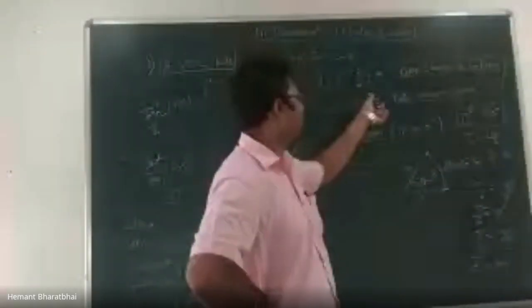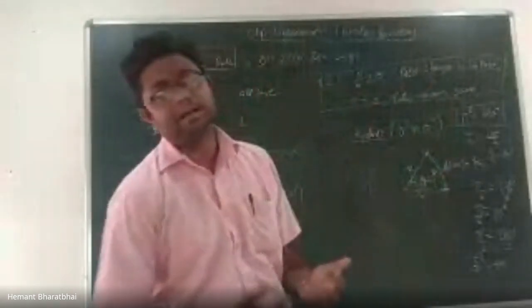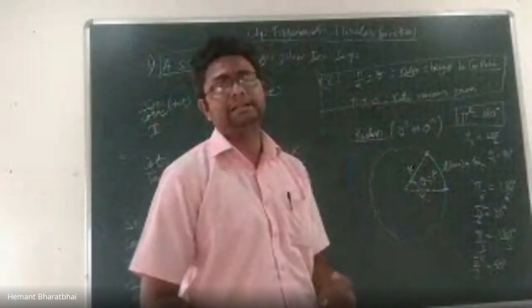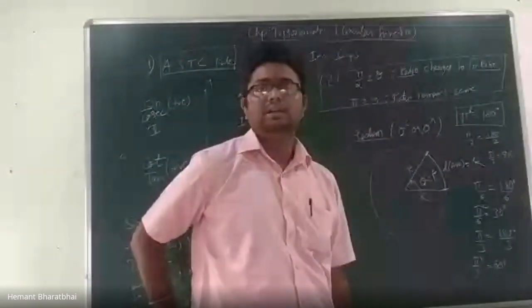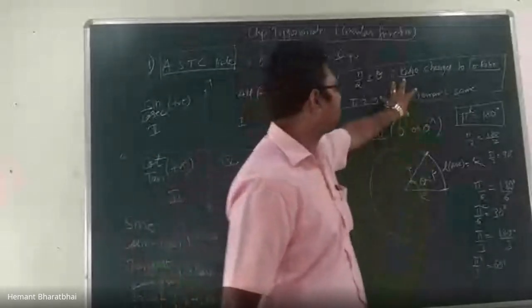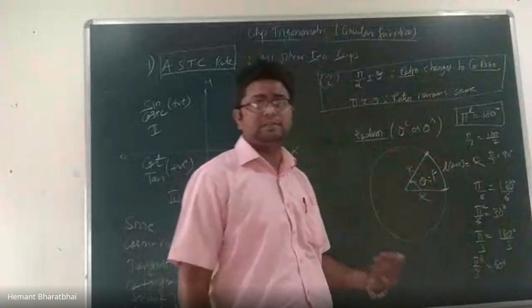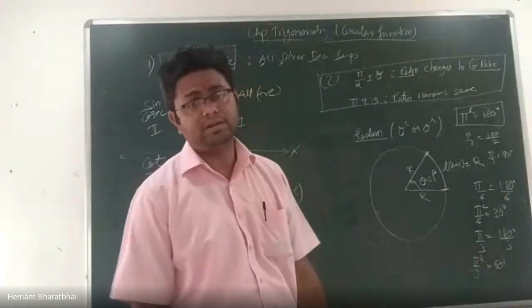When I'm writing over here, ratio remains the same. Whenever I add or subtract an angle from 180 degrees, pi plus minus theta, the ratio remains the same. Which means if it is tan, it will remain tan only. If it is cot, it will remain cot only. If it is sine, it will remain sine only. If it is cos, it will remain cos only, and so on.